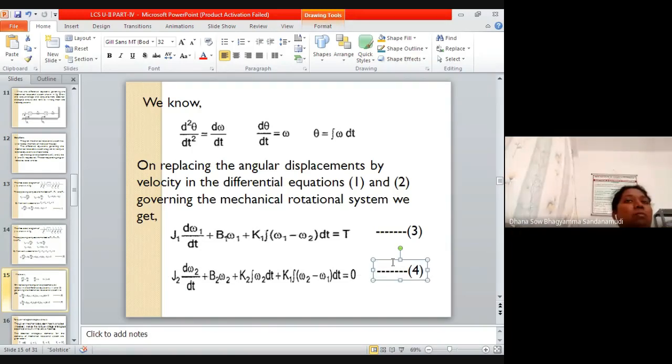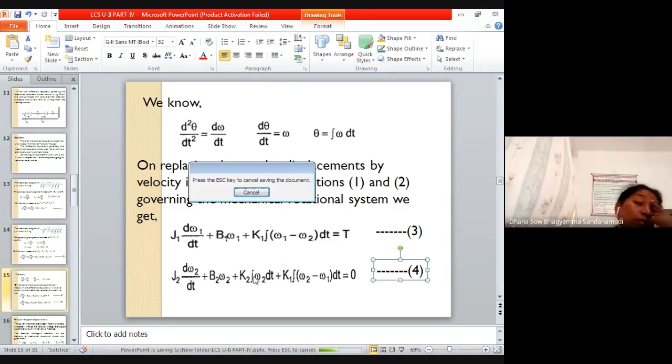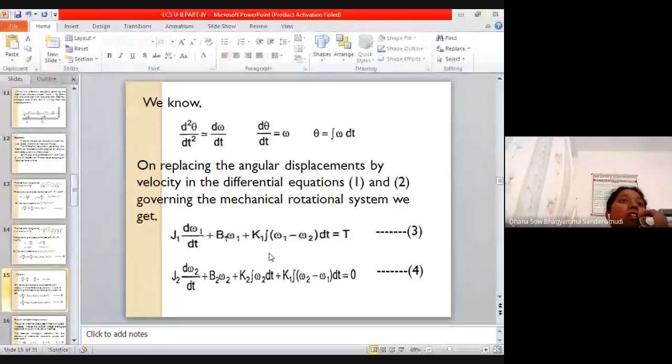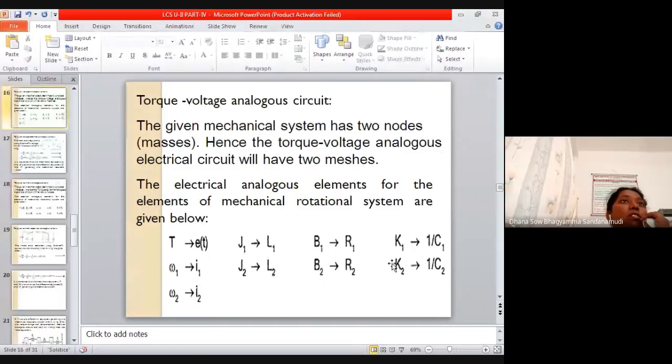Already for the mechanical translational system we have solved the problem in this way, and I have written a lot of equations for each and every problem, so I think you have understood. You just replace the angular displacement by angular velocity. That's all. You will get equations 3 and 4. It is similar to your mechanical translational system. Now let us go for the torque voltage analogous circuit.